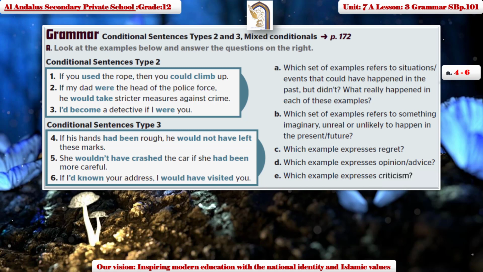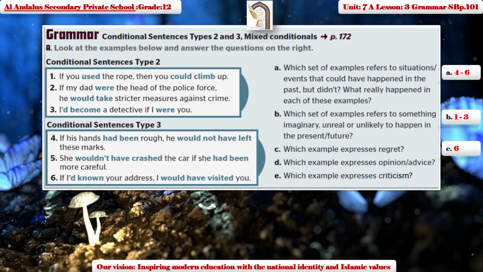Now let's go on to question B. Which set of examples refers to something imaginary, unreal, or unlikely to happen in the present or the future? That's right. Very good answer. These are the examples from 1, 2, 3. Question C. Which example expresses regret? Amazing answer. It is sentence number 6. If I'd known your address, I would have visited you.